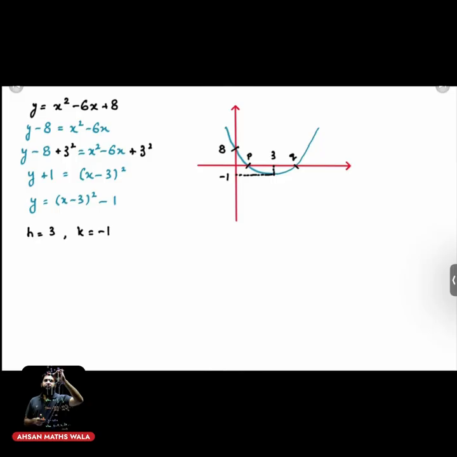So what are they asking? These values lie on the x-axis. So for the x-axis, we put y is equal to 0. Listen, we will put y is equal to 0. We will put the value of y equal to 0. What are we doing? We are equating the complete value of y to 0.